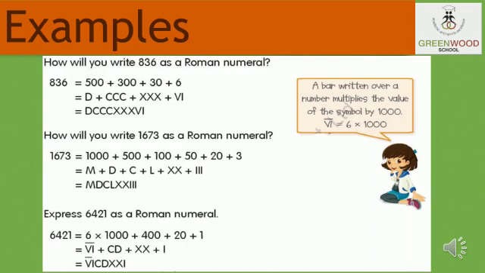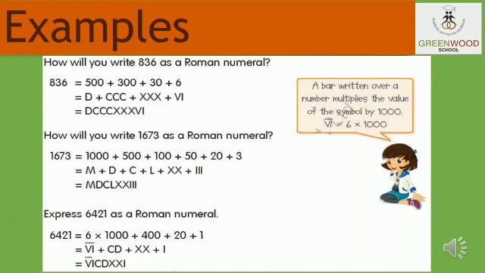How will you write 1673 as a Roman numeral? For that, first write the expanded form. 1000 plus 500 plus 100 plus 50 plus 20 plus 3. 1000 means M, 500 means D, 100 means C, 50 means L, 20 means XX, 3 means III. So, 1673 means MDCLXXIII.